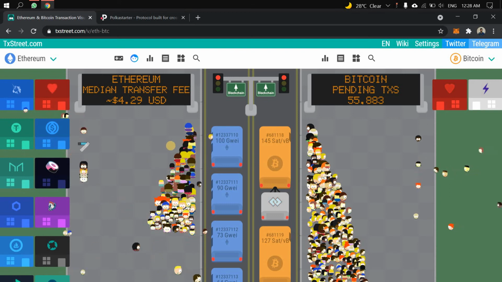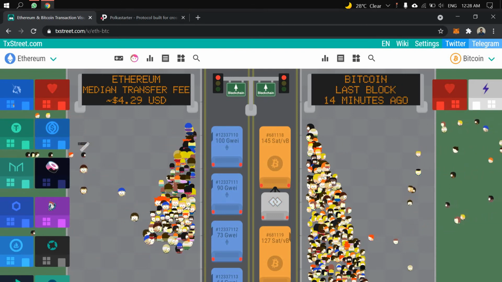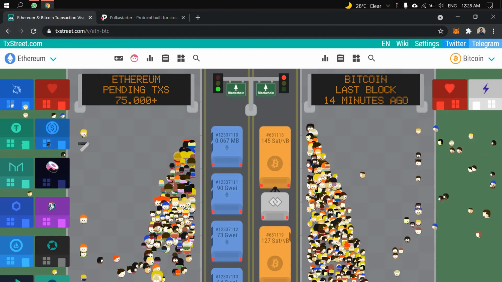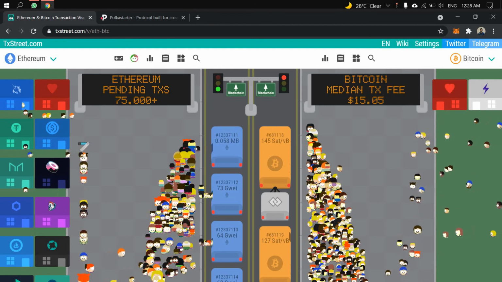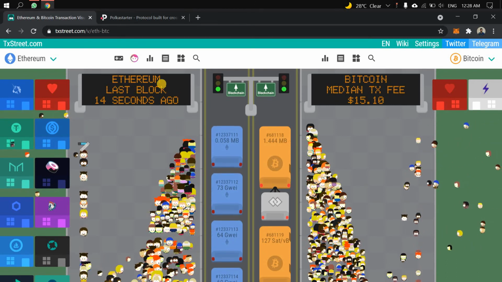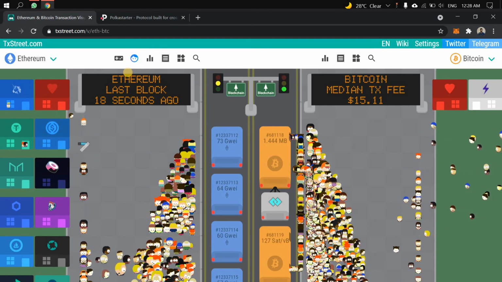Yeah, so let us see here. The gas fee currently is 100 Gwei, and you can see that block number 7110 is currently being mined, and you can also see the block size, which is 0.067 MB, and that got mined. Yeah, so that is all about the video's core element that I want to discuss.